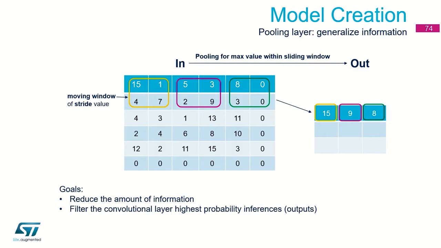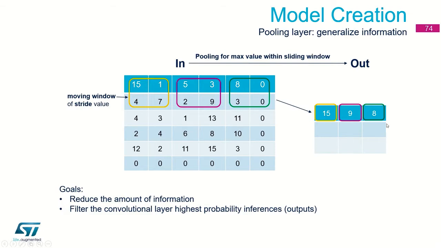The idea is even simpler. We have a moving window of stride value, and we just need to find the maximum value within the moving window. So for example, for this window, we have 15. For the magenta one, we have 9. For the green one, we have 8.